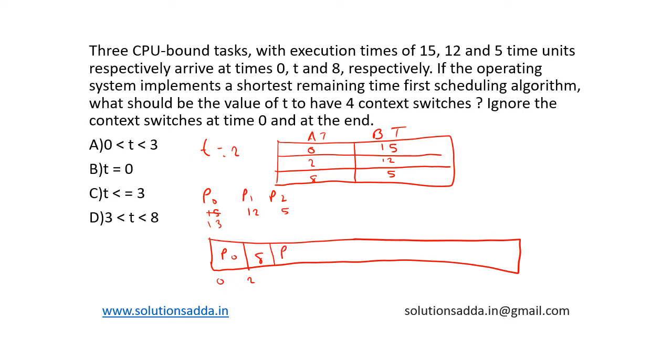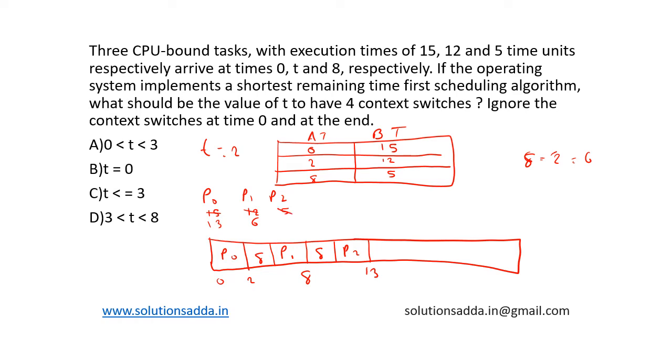Now P1 runs, and the process P1 runs till 8 units of time when another process comes. That process has a burst time of 5, and 12 minus 8 minus 2 equal to 6. So for 6 units it runs, so it will be running till 8. The next context switch happens. So P2 will be context switched in, and P2 will be running till 13 units of time.